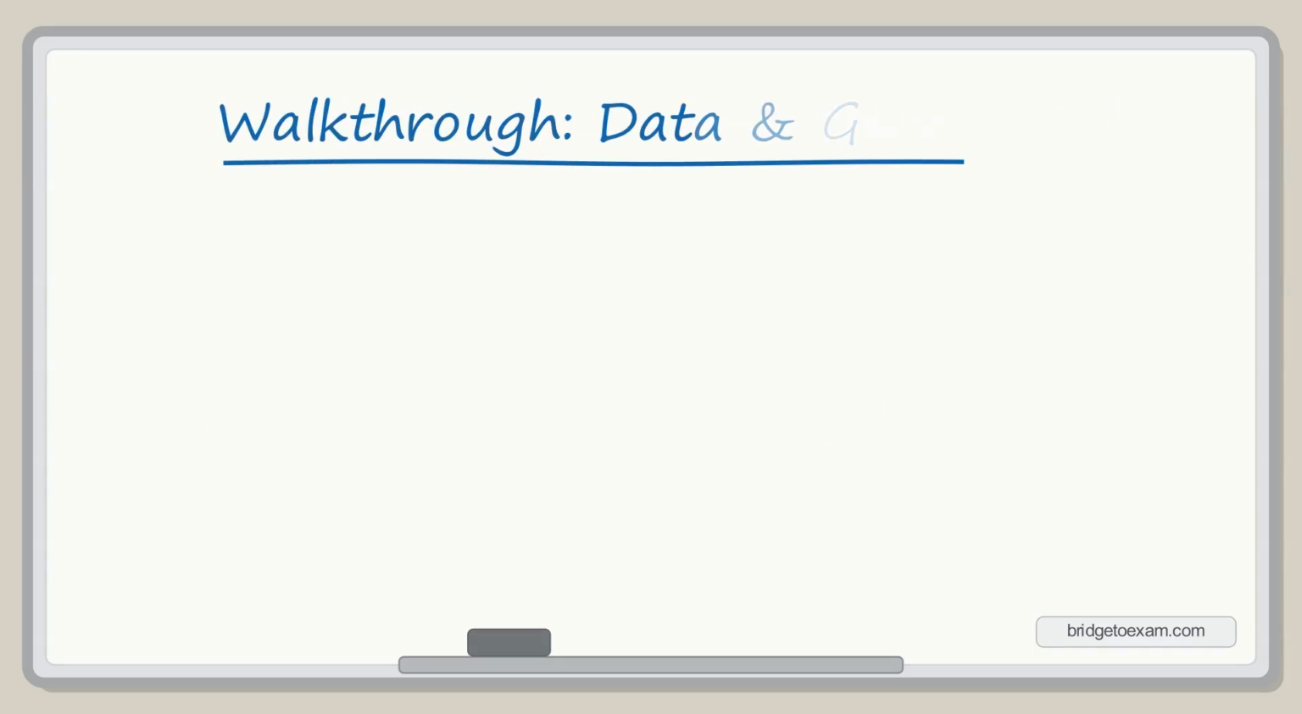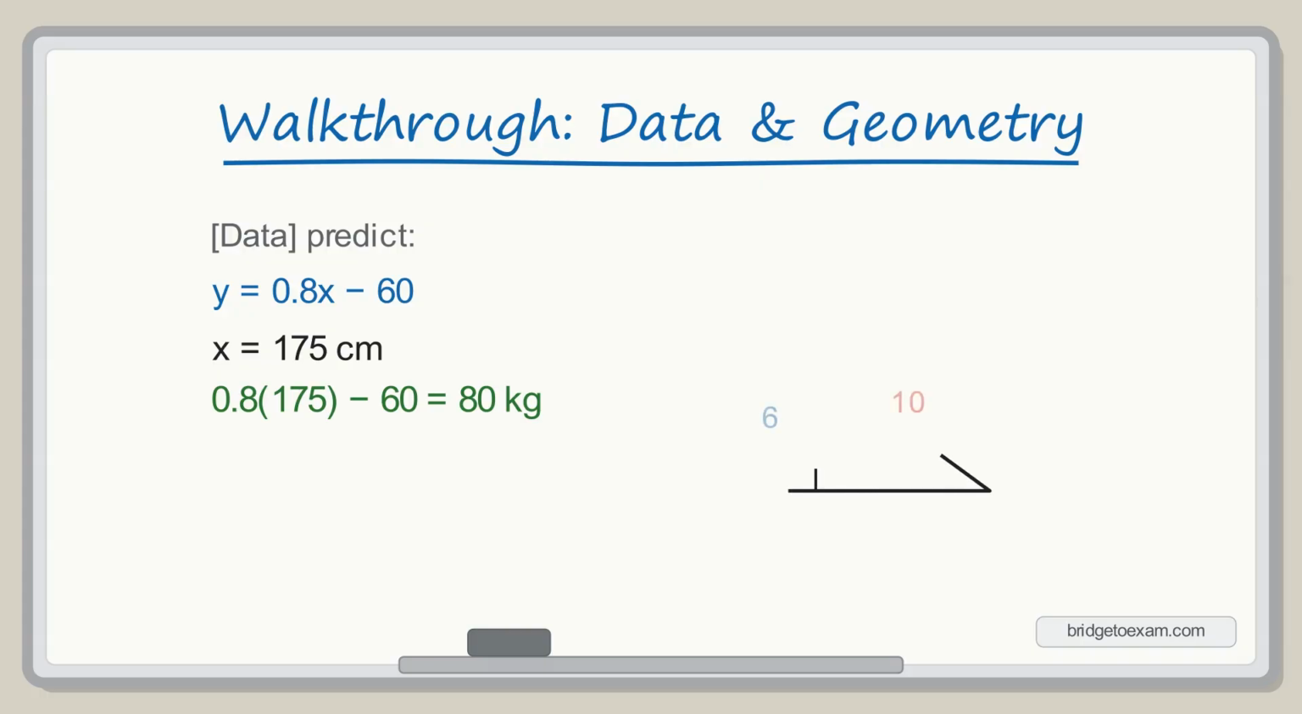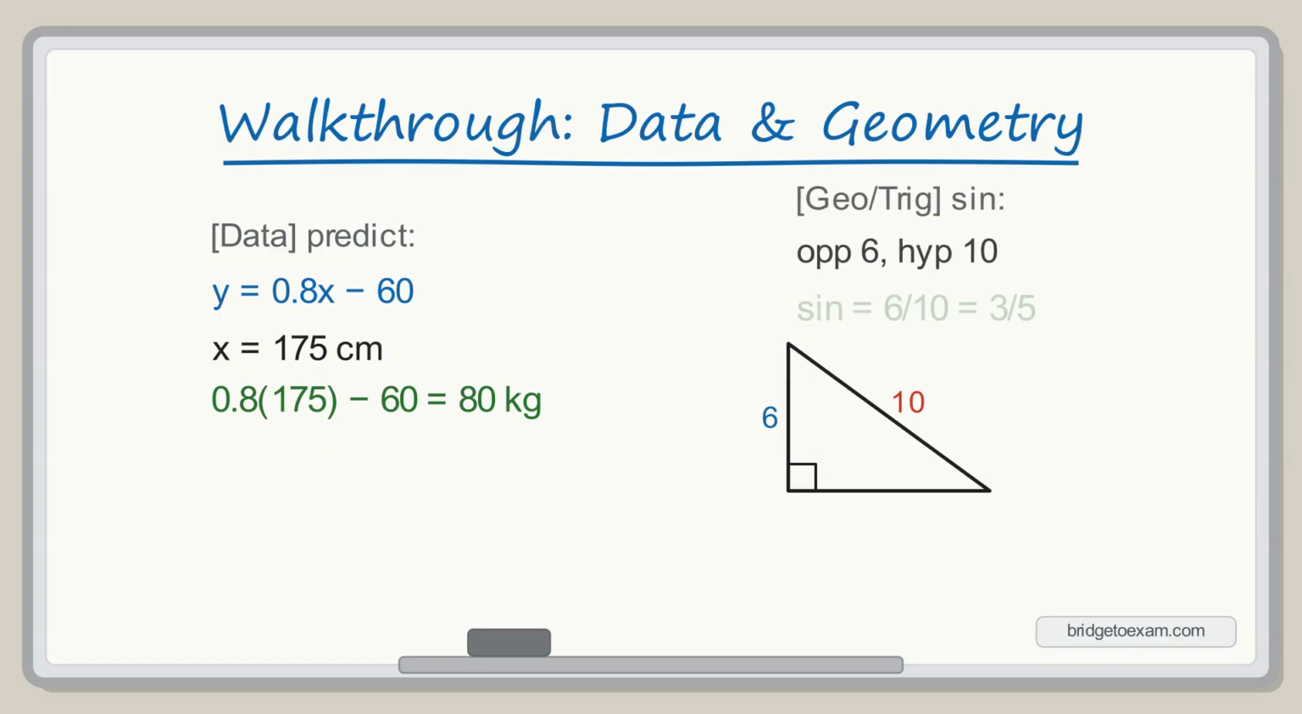Data analysis. A best fit line predicts weight from height. Y equals 0.8 times x minus 60. For a height of 175, that's 0.8 times 175 minus 60, which is 80 kilograms. And geometry with trig. In a right triangle with a leg of 6 and a hypotenuse of 10, the sine of the angle opposite the 6 is 6 over 10, which simplifies to 3/5.